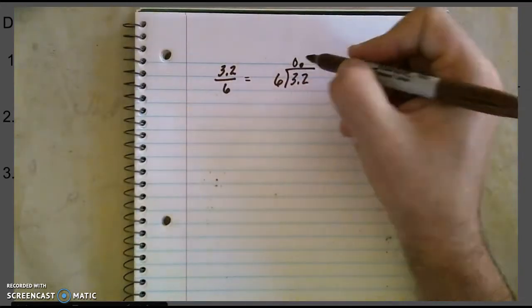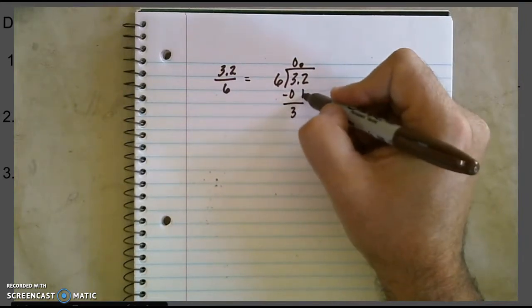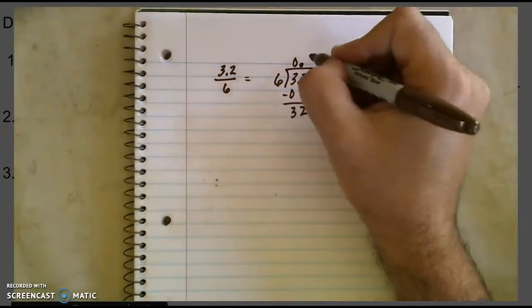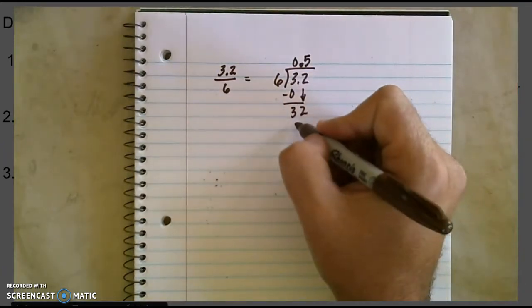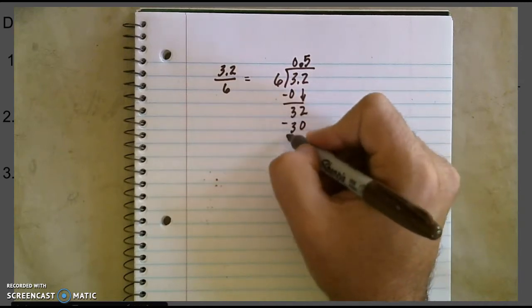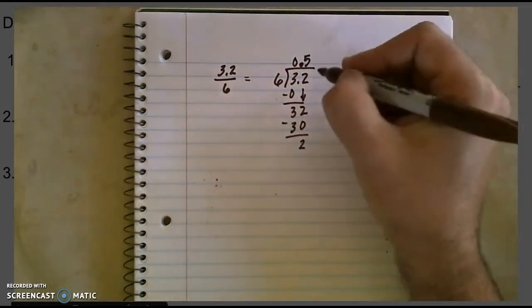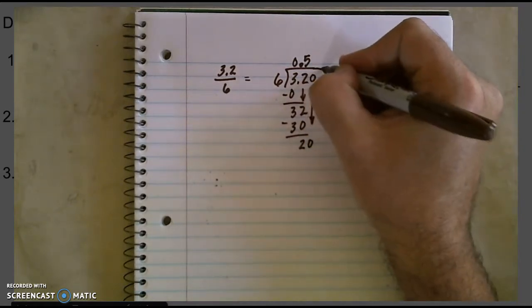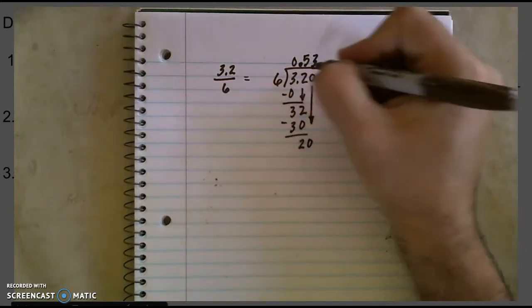6 goes into 3 0 times, which is 0. When I subtract, I get 3, and I bring down the 2. And now I say, okay, how many times will 6 go into 32? Well, that's going to be 5 times. 5 times 6 is 30. When I subtract, I get 2. I'm out of digits, but I have a 2 here, so I have to add a 0, bring it down, and I keep dividing. Well, how many times will 6 go into 20? That's going to be 3 times.